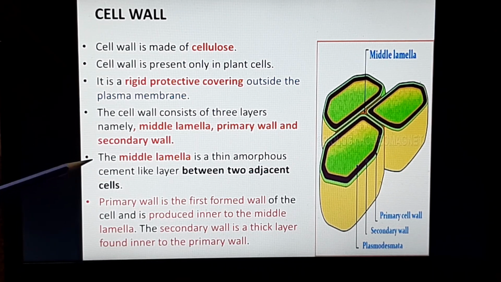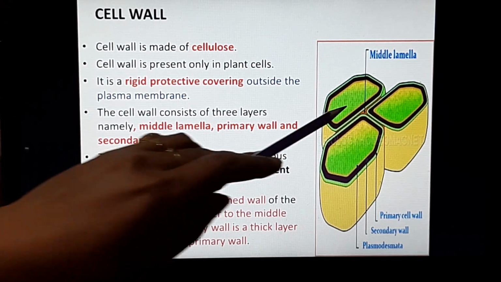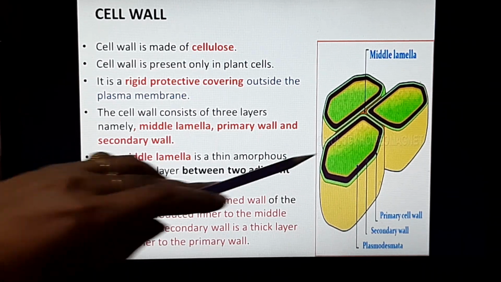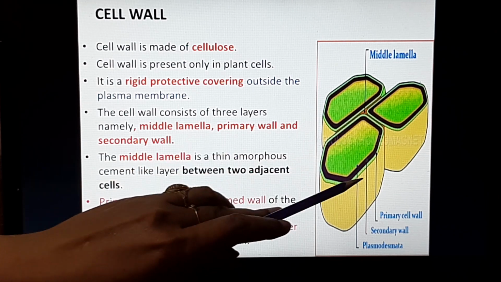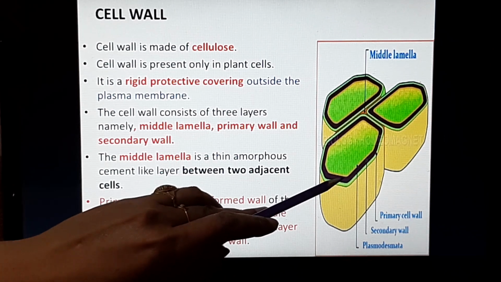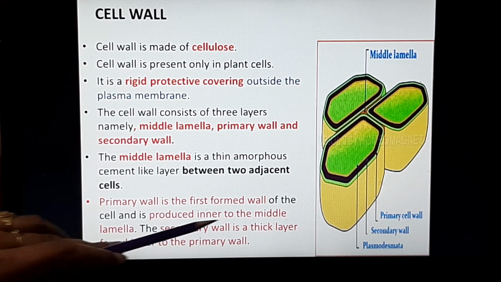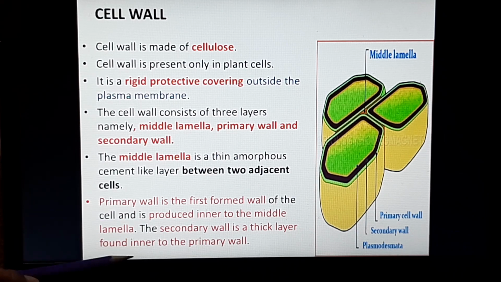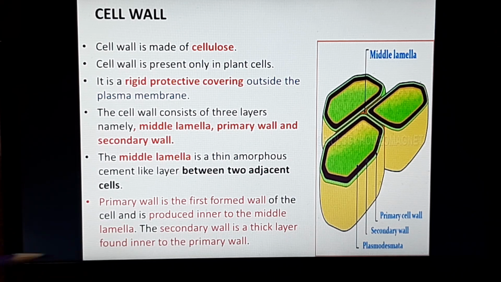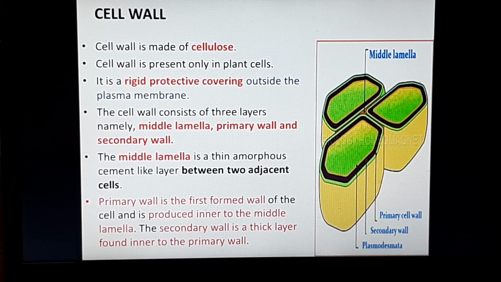The middle lamella is the thin amorphous cement between the two adjacent cells. Primary cell wall is found outside the middle lamella. Around this red layer you can see this green layer, that is the primary cell wall. It is produced inner to the middle lamella. And then the secondary cell wall, which is the thickest layer, is found inner to the primary cell wall. So the cell wall consists of three layers: the middle lamella, primary cell wall and the secondary cell wall.